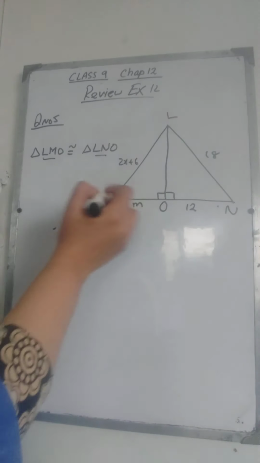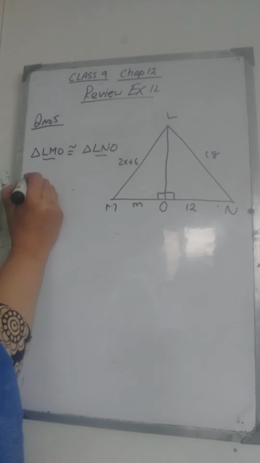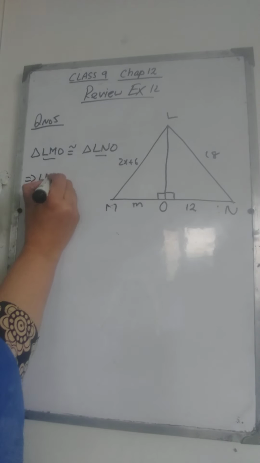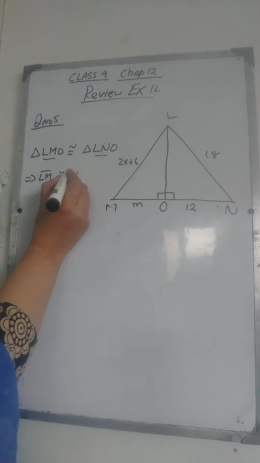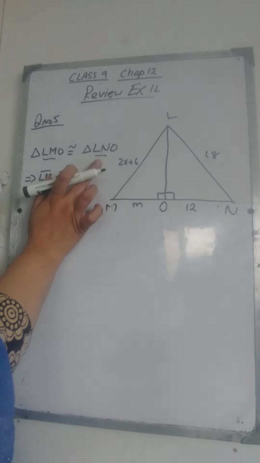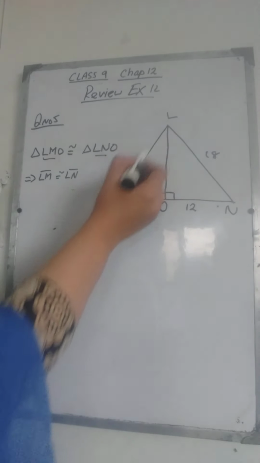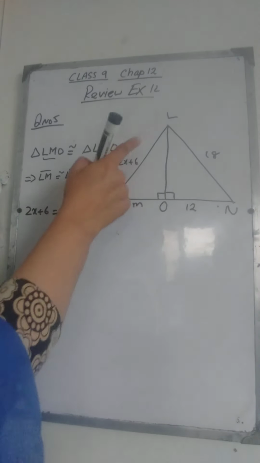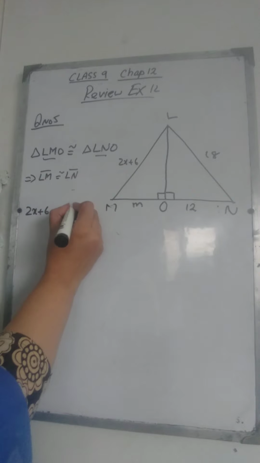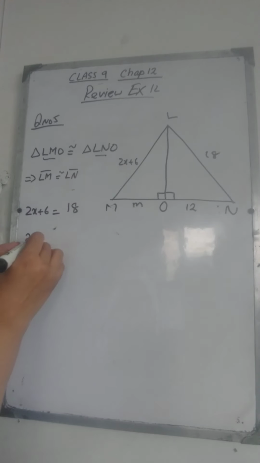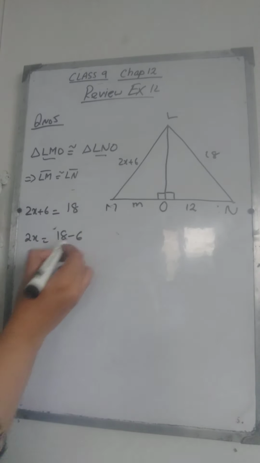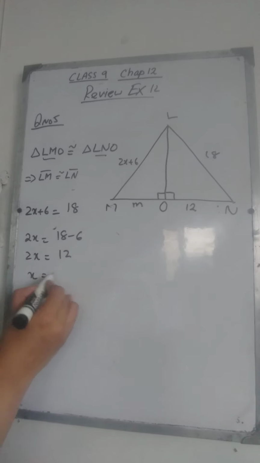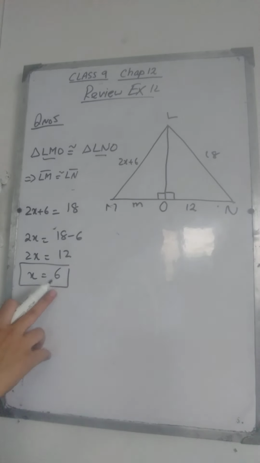Now as these two triangles are congruent, this implies that LM is congruent to LN, because they are the corresponding sides of these two triangles. Also LM is equal to 2x plus 6 according to this statement, and LN is equal to 18. So from here we can easily find the value of x. 18 minus 6 will be 12, and x will be equal to 12 divided by 2, 6. So x will be equal to 6.